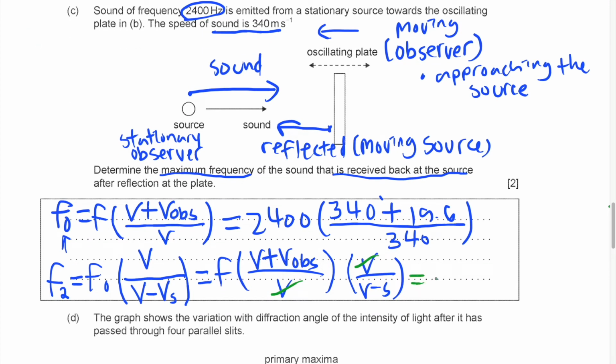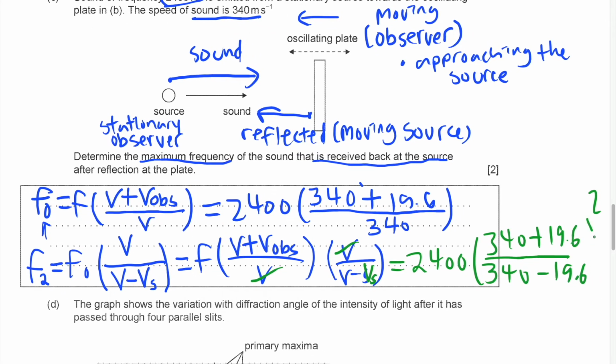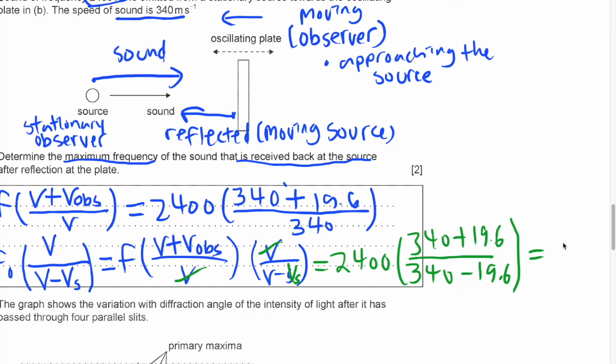So it's going to be equal to 2,400 multiplied by 340 plus 0.6 divided by 340 minus, here is velocity of the source, which is 90.6. And this is going to be equal to 2,700 hertz.